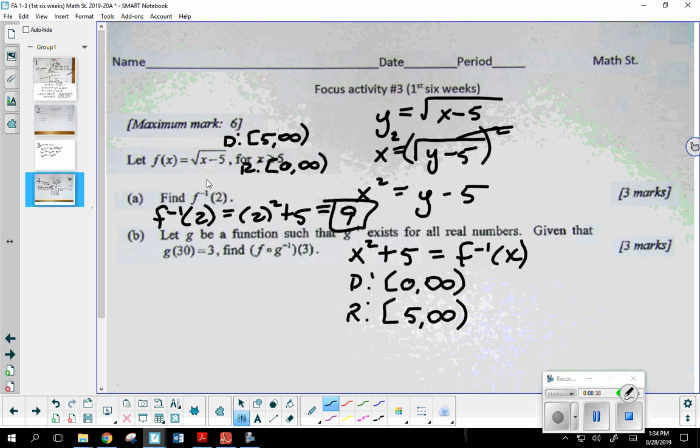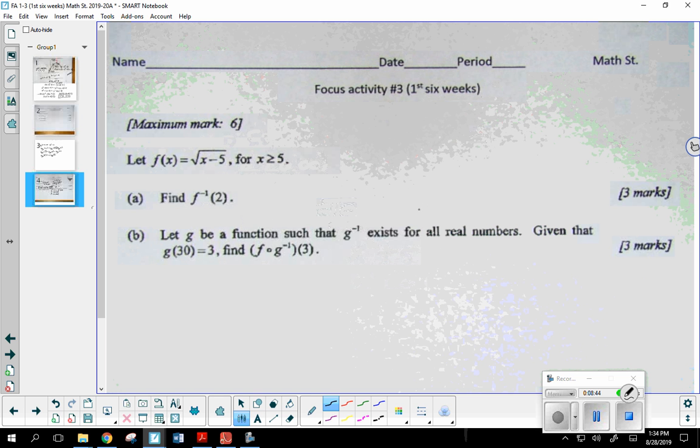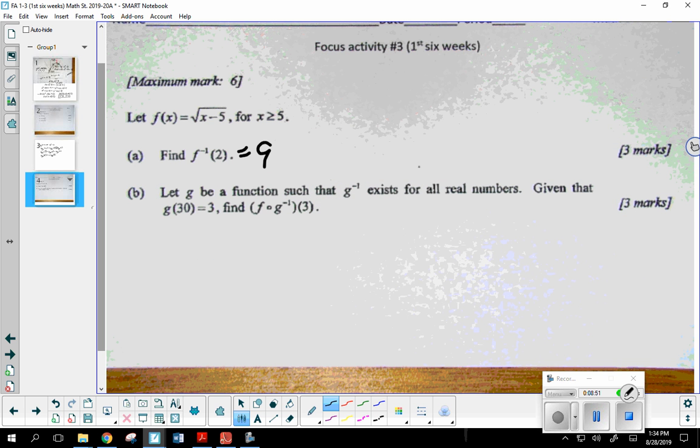All right. Now let's take a look at B. Let me erase all this and give myself a little bit of room here. So we found this to be 9. B: let G be a function such that G inverse exists for all real numbers. Given that G of 30 equals 3, find, now this right here, that's not an O, that's another notation for composition. In fact, instead of using the little circle right here, you could actually do this.